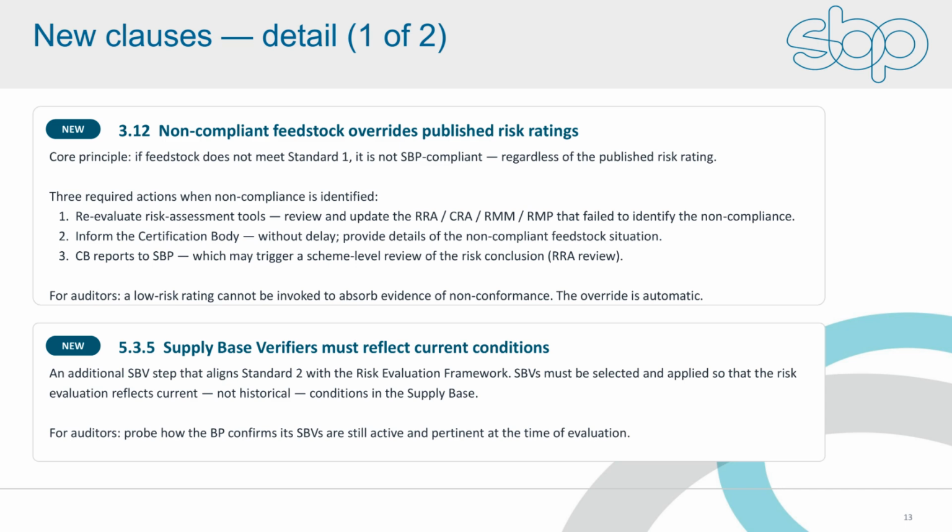For auditors, a low-risk rating cannot be invoked to absorb evidence of non-conformance. The override is automatic. 5.3.5 adds a new step to the SBV process. Supply-based verifiers must reflect current conditions, not historical ones. This aligns Standard 2 with the risk evaluation framework. For auditors, probe how the biomass producer confirms its SBVs are still active and pertinent at the time of evaluation.